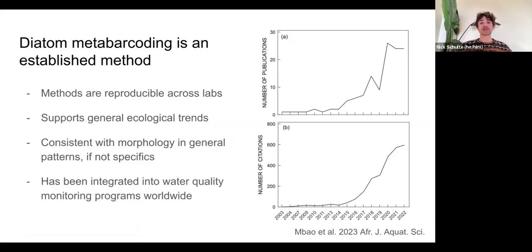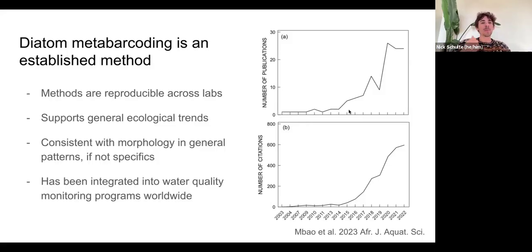So I'll just make some broad claims right off the bat, and then I'll add some nuance to it at the end. But diatom metabarcoding has been shown, especially over the last 5 years, to be an established, robust method for a lot of applications. So we can see this is just diatom publications and citations here on the right over time, and that it is following the general trend of environmental DNA and DNA metabarcoding more generally.